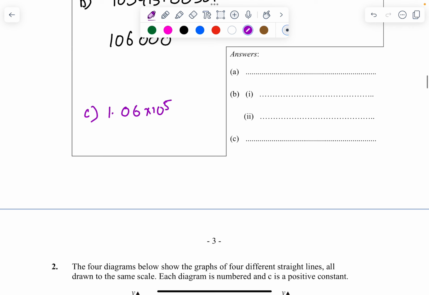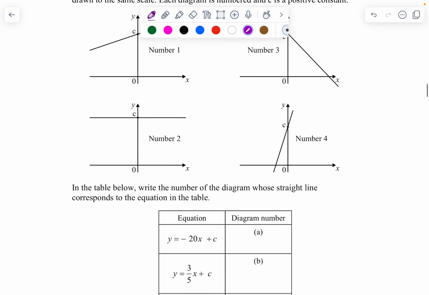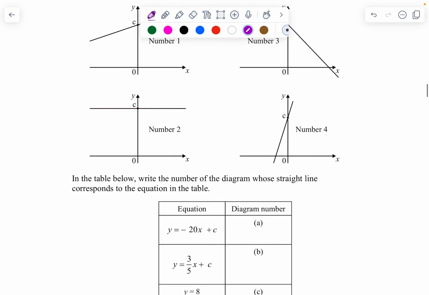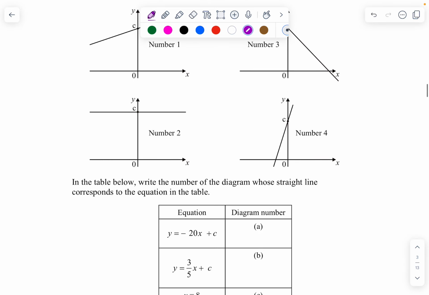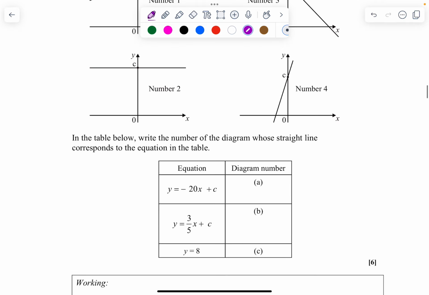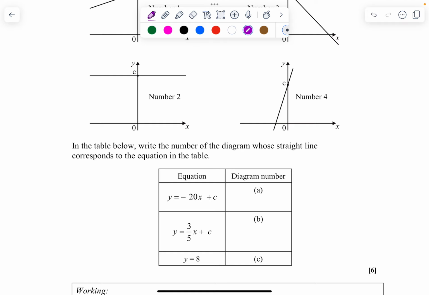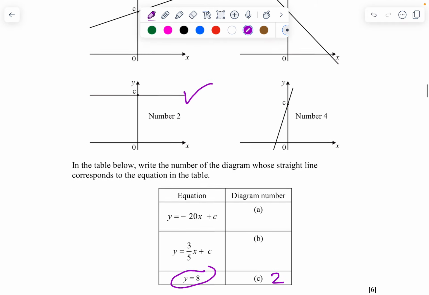That's for part C. Question number 2. The 4 diagrams shown below are the graphs of 4 different straight lines, all drawn to the same scale. Each diagram is numbered and c is a positive constant. In the table, write the number of the diagram whose straight line corresponds to the equation in the table. Now y equals 8 is going to be the second diagram. This is a straight line.